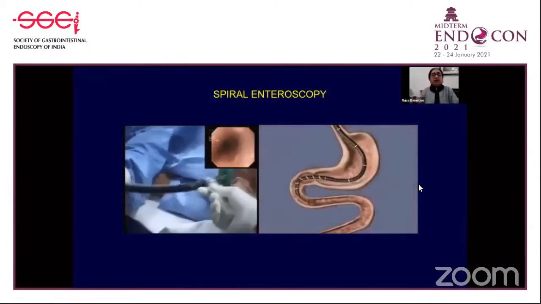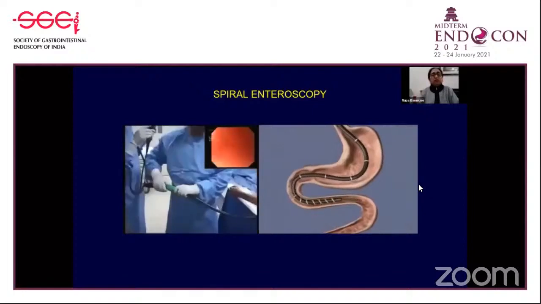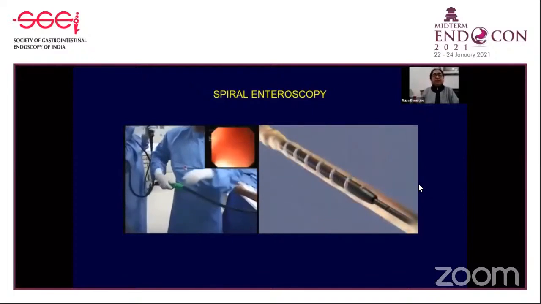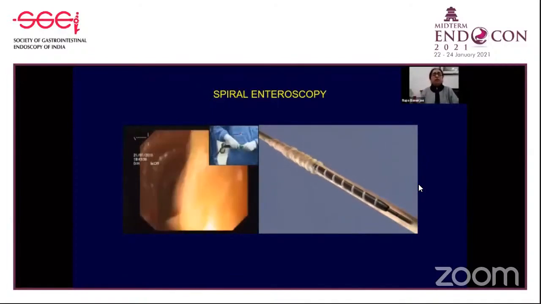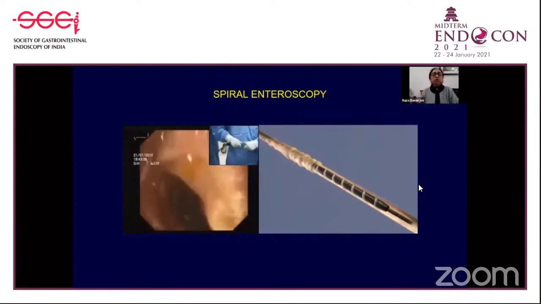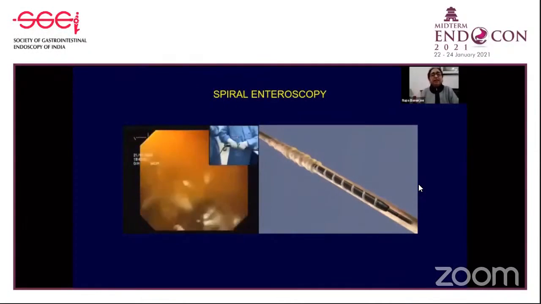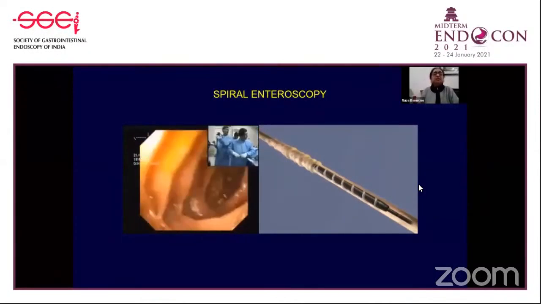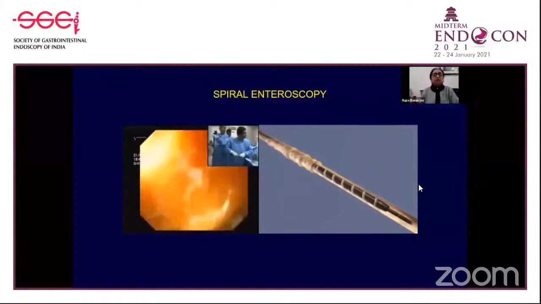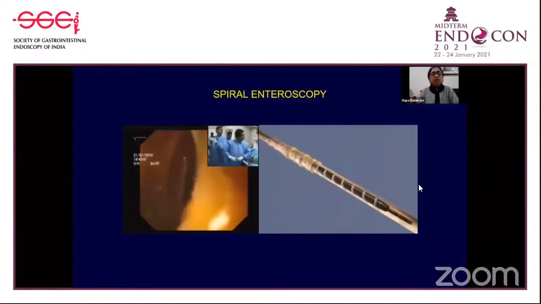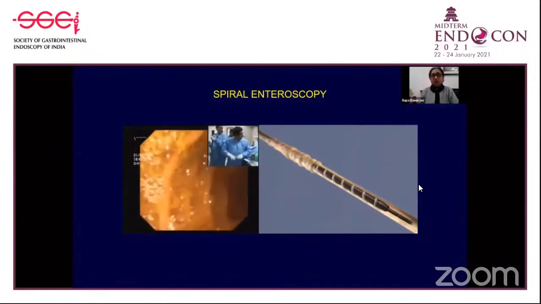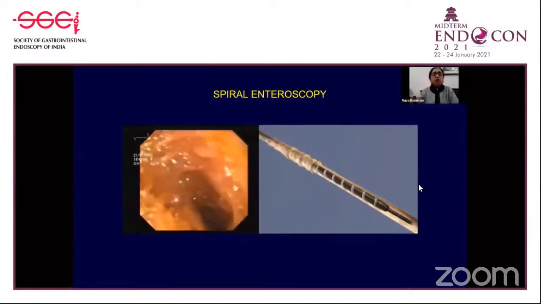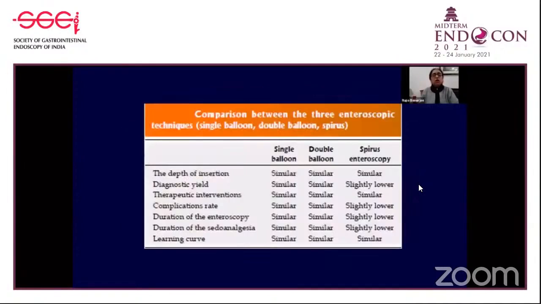Spiral enteroscopy, a new technology in the field. You can actually go from the mouth down to the colon in a single sitting and assess the entire small bowel. And you can see Dr. Mohan here, how he's doing the spiral enteroscopy and giving us a view of the entire small bowel.